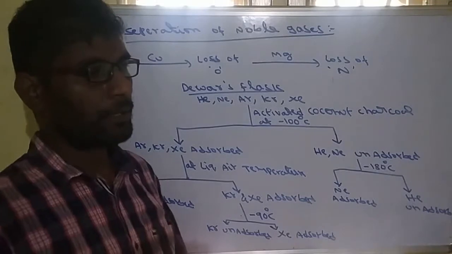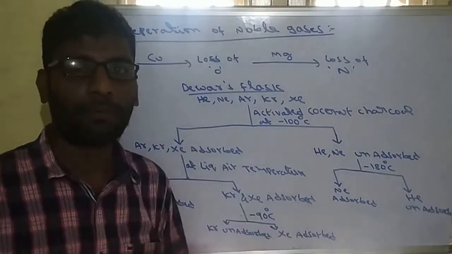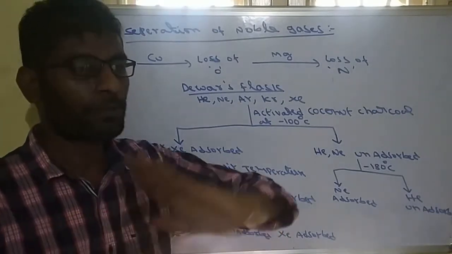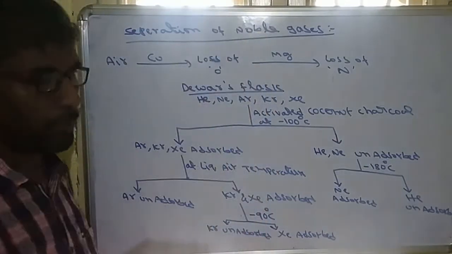So we have seen that noble gases are mostly present in the atmosphere. About 1% by volume contains noble gases, and these noble gases we have to separate from the atmospheric gases. So, the separation of noble gases.